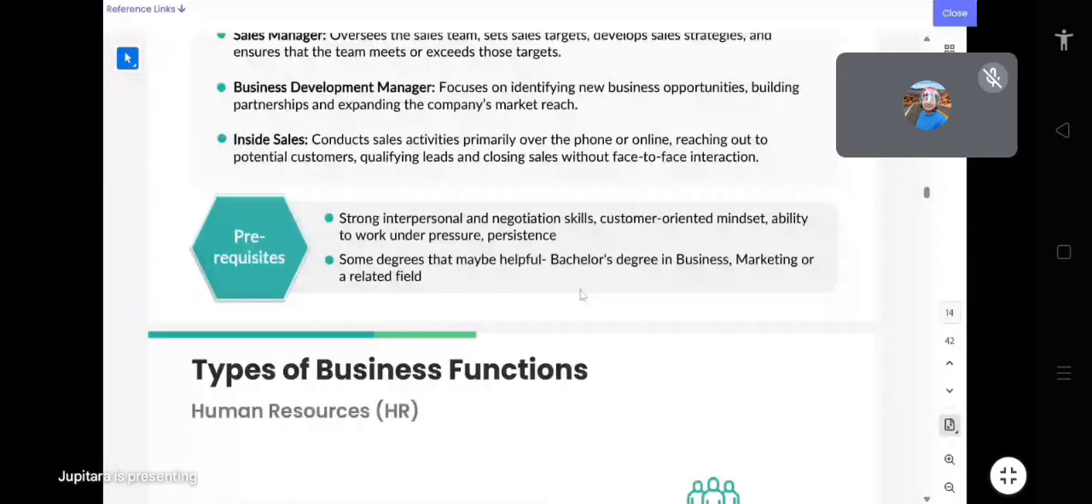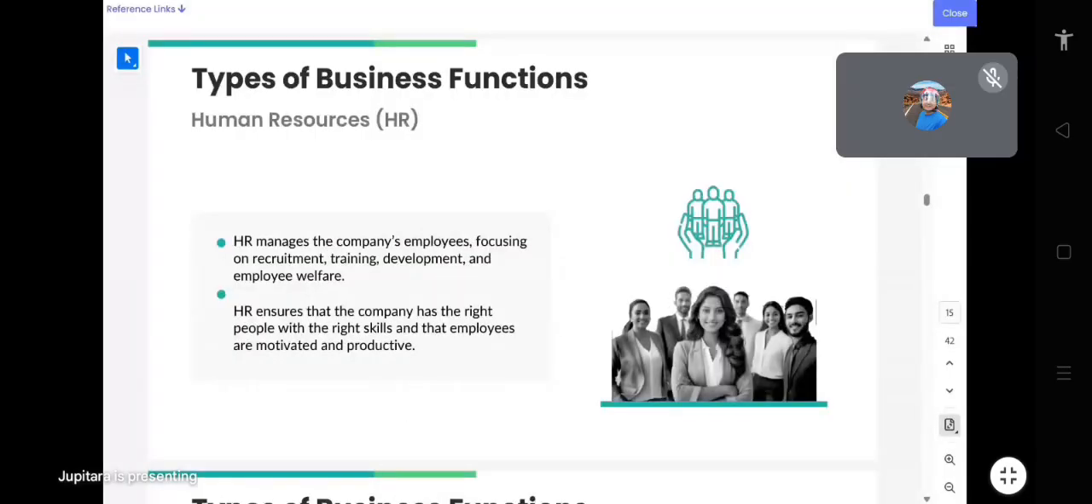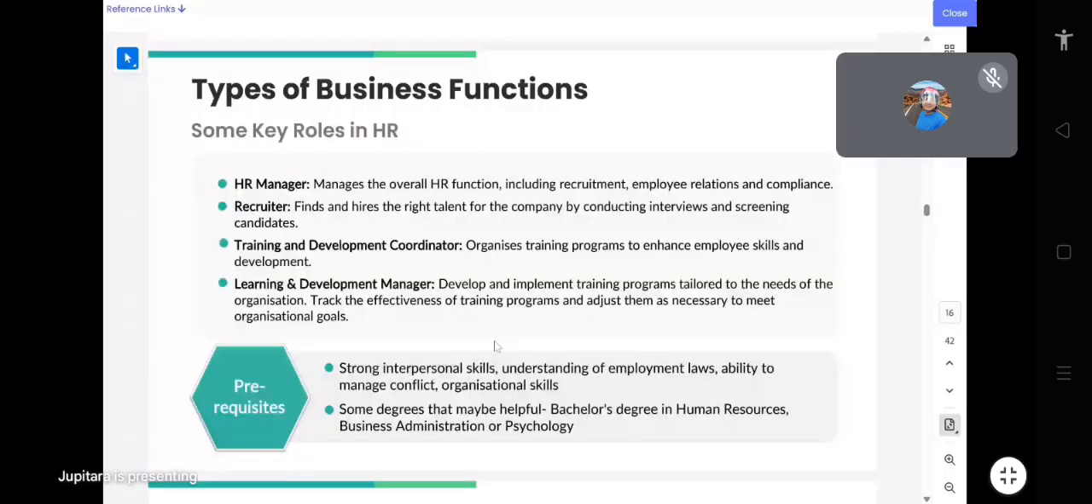Then human resource is one department which is significant in any organization. It can be in corporate, even in government you require HRs. Okay. HR is the department which looks into employee recruitment, focuses on training and development, and tries to maintain the employees' welfare and morale in the organization. So some of the key roles in HR: HR manager, recruiter, training and development coordinator, learning and development manager. HR is mainly who does recruitment, employee relations, and compliance.